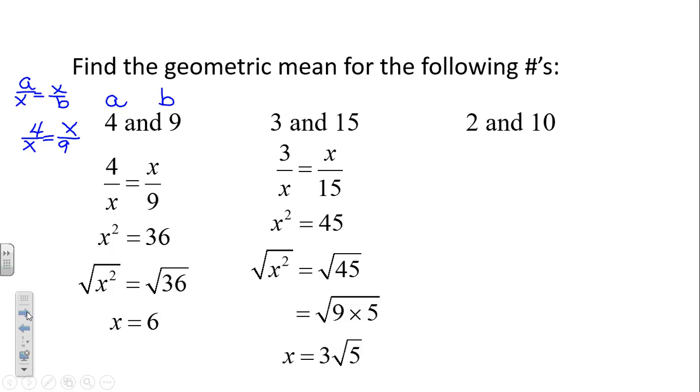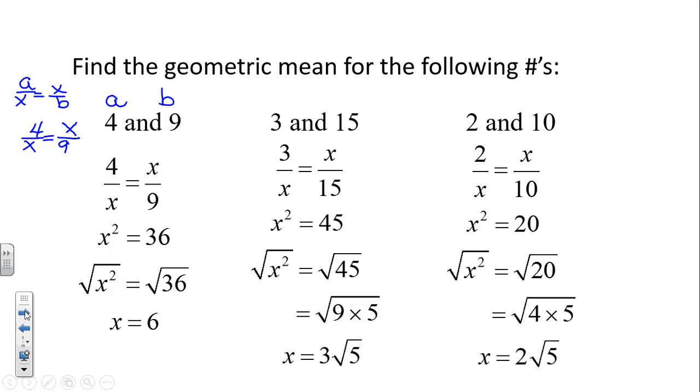All right, Skylar, what was your proportion? What did it say? Very good. 2 over x equals x over 10. So when we cross multiply, x squared becomes 20. Is there a perfect square in 20? So if you think about it, it's got 4 and 5. Is 4 a perfect square? So when the 4 comes out, it becomes a 2. And what stays inside? Yes.